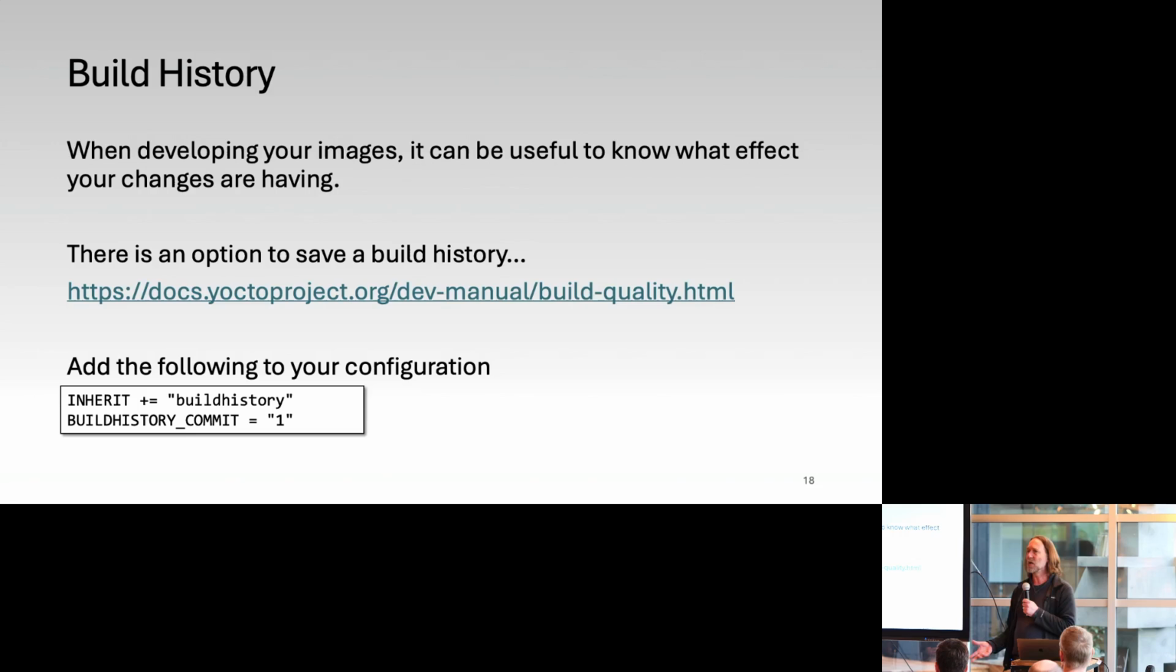And then the build history. So again, when I'm trying to optimize things, and I'm trying to look at what are the effects of the changes that I'm doing, there is an option within your config to save a build history. If you're looking at the documents under the dev manual, have a look at the build quality.html. But all you need to do is, in your configuration, inherit the build history with a build history commit equals 1. What this will now do is, whenever you're running a build, it's going to save a load of information that then can be used to start working out what are the effects of your changes.